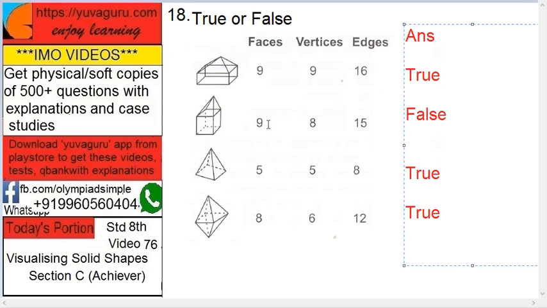This is false. Why? Because faces 9, vertices 8. How come? If these two are the same figures, then both should be the same. Right? So that's why this is false.